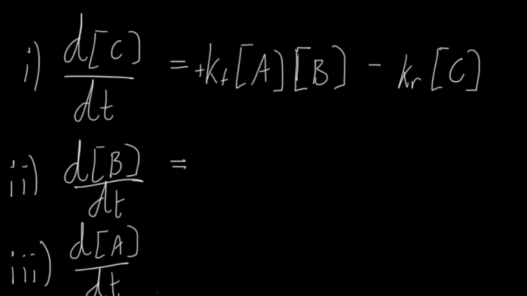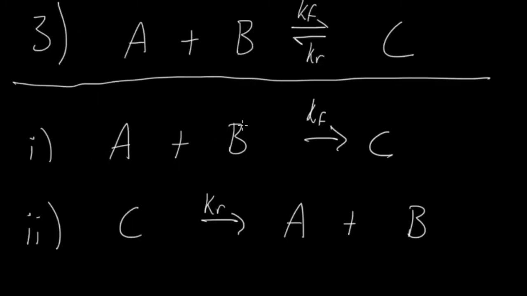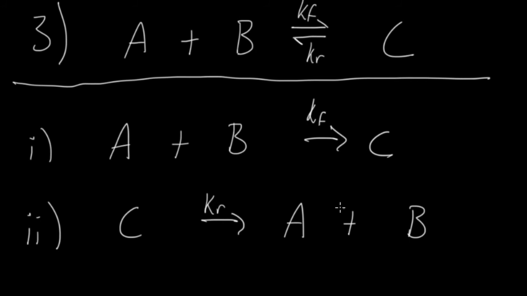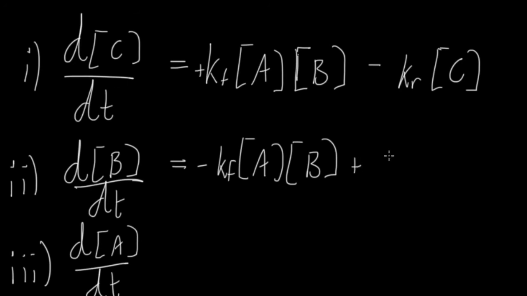For B, on the other hand, B is used up in this reaction, so we'll have minus K forward, and the reaction rate will be dependent on the concentration of A and B. And likewise in this reaction, C is being used up, C as the reactant, B is being produced, so it will be plus K reverse times C.